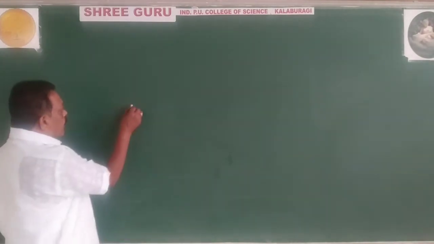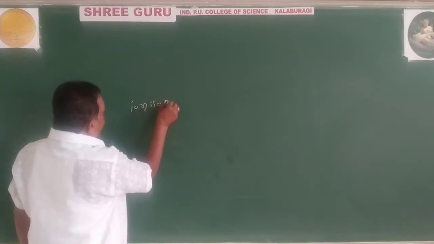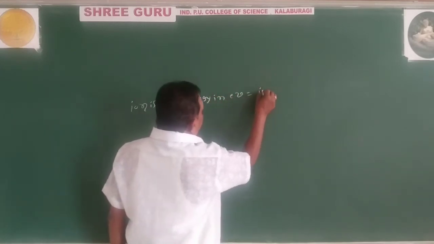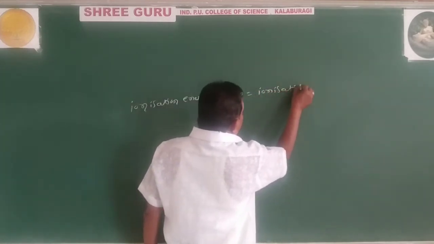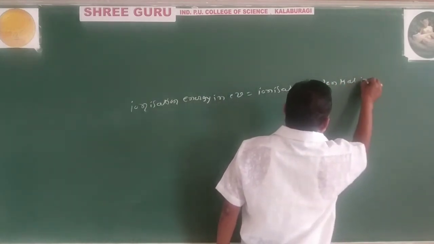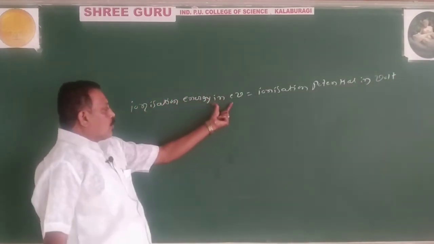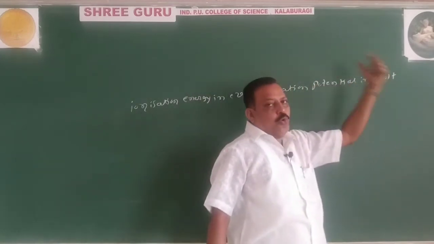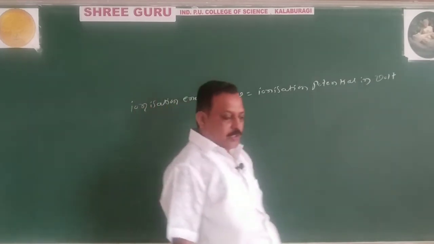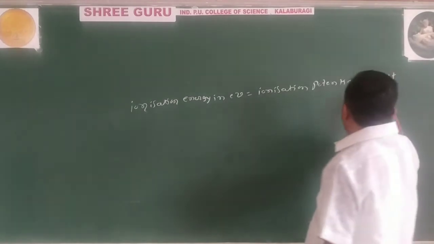Once again, ionization energy in electron volt is equal to ionization potential in volt. Potential is measured in terms of volt, energy is measured in terms of electron volt. Ionization energy in electron volt is equal to ionization potential in volt.